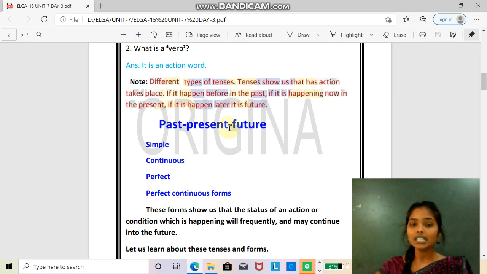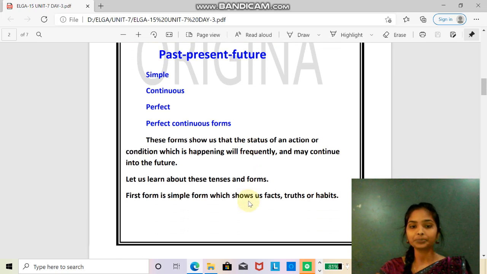Similarly, the present also has four parts: simple present tense, present continuous tense, present perfect tense and present perfect continuous tense. When it comes to the future, it also has four parts: simple future, future continuous tense, future perfect tense and future perfect continuous tense. Like this, we have three kinds of tenses, and in each tense we have four subparts.